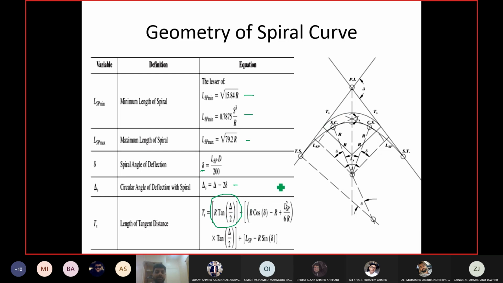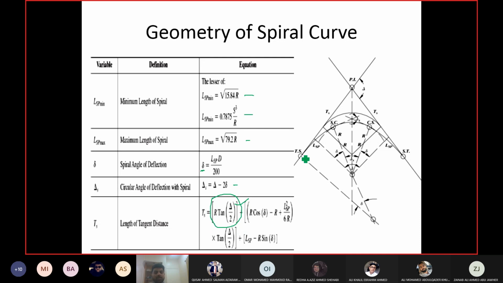Without a spiral curve. But now since you have a spiral curve, this equation alone will not work. So you have to use the complete equation, the full equation. This will give you the distance from TS to PI. Now TS, tangent to spiral. This equation they are also calling TS, but with S in the subscript. So T subscript S can be calculated using this equation.